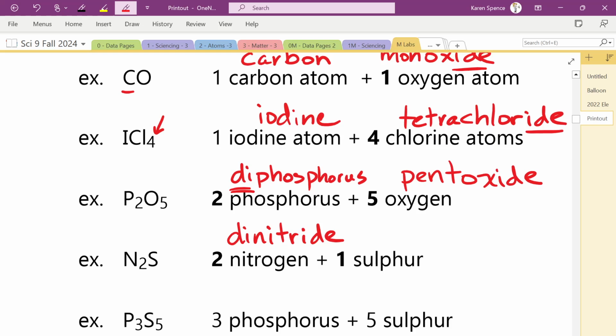And I'm just going to pause for a moment here to see if anyone's paying attention. Nobody's yelling at me. Somebody should be like, Miss Spence, what are you doing? Yes. Yeah, why is it I'd? Do we change the ending of the first word? No. We never change the ending of the first word. So it would be nitrogen.